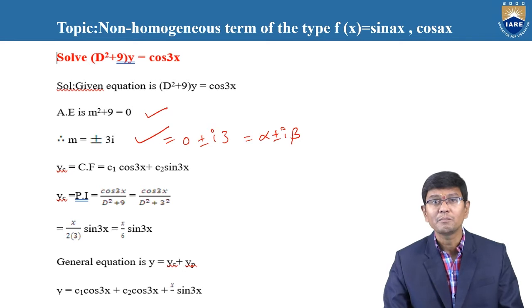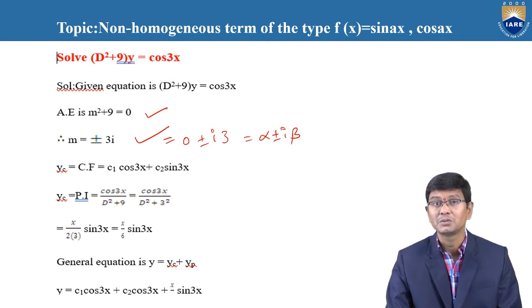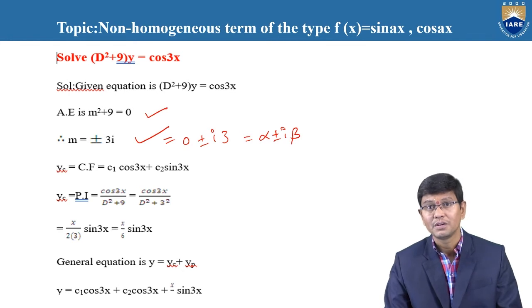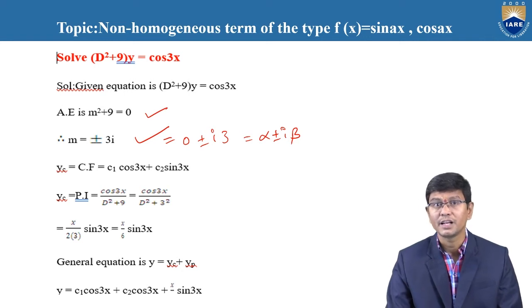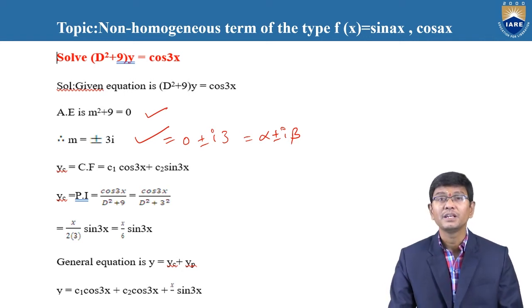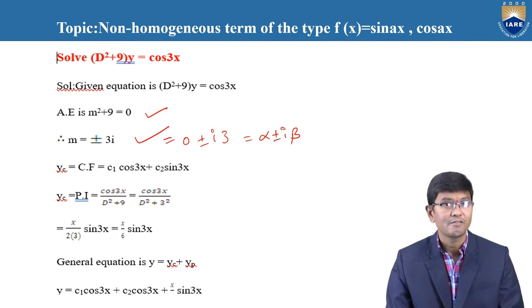Therefore, with the help of the complex roots, the complementary function is e^(αx)(c1 cos βx + c2 sin βx). Now we replace in the formula: e^(0x) is 1, therefore we neglect the real part. Only the imaginary part is considered, so the complementary function is c1 cos 3x + c2 sin 3x.